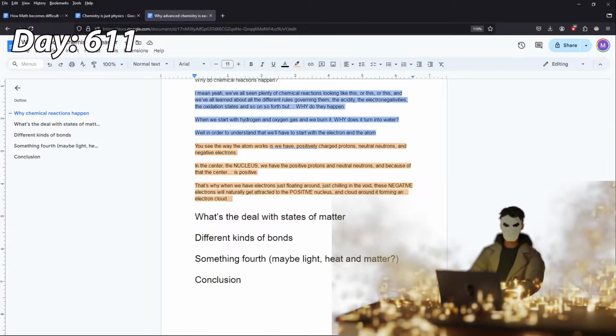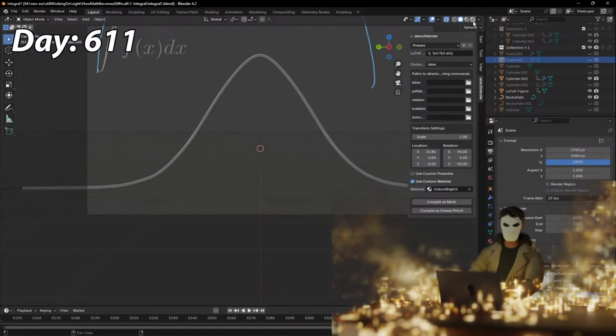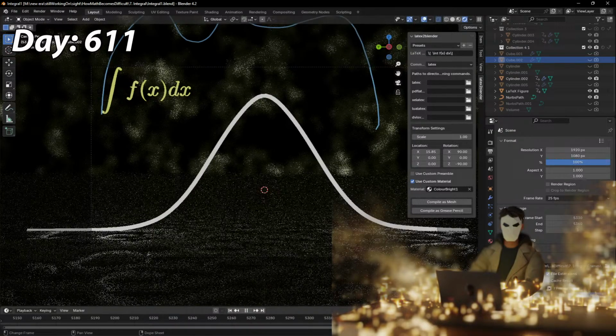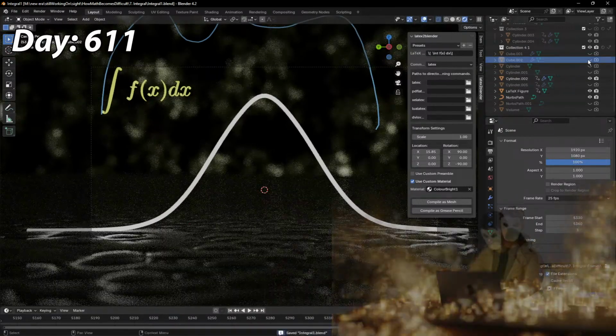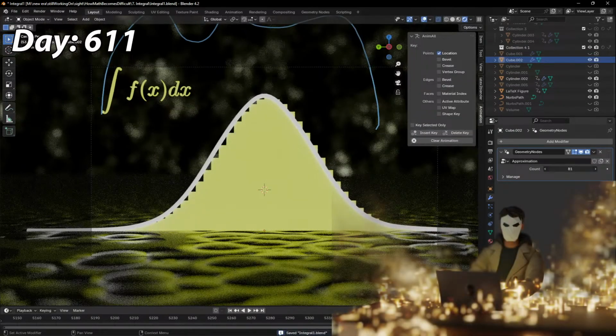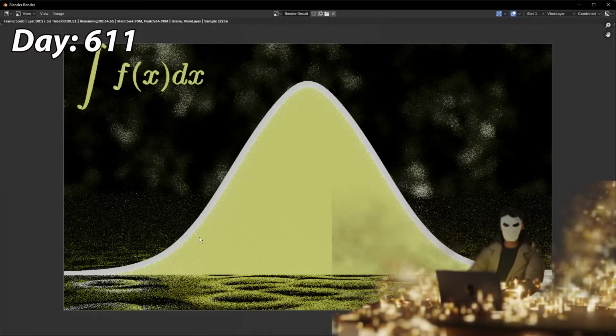There, sweet, rendered. Why is this spike so big in the middle? It looks a bit wrong. Oh, what do I know? And now we can actually render the area using our geometry nodes. Oh, this is phenomenal. I love it. I love it so much.